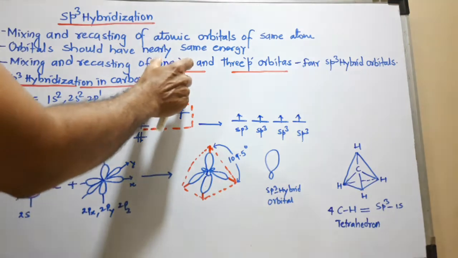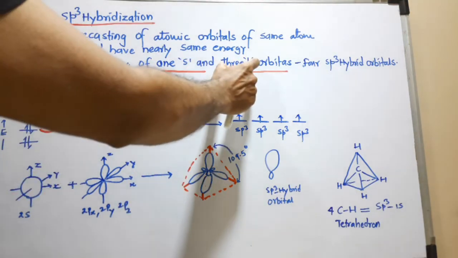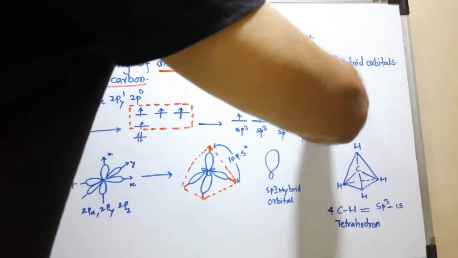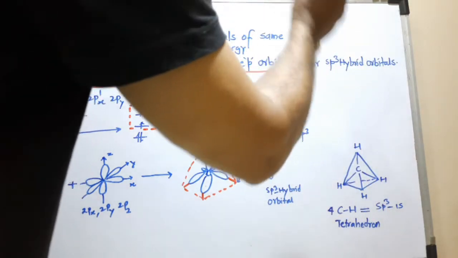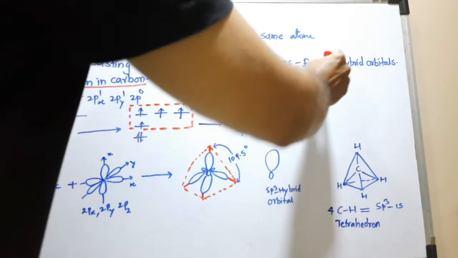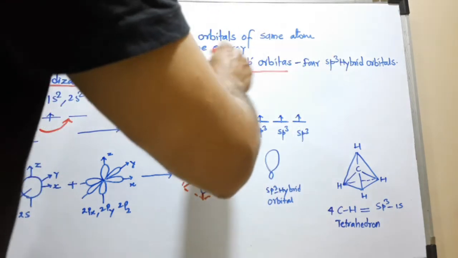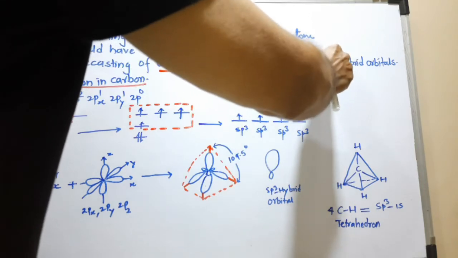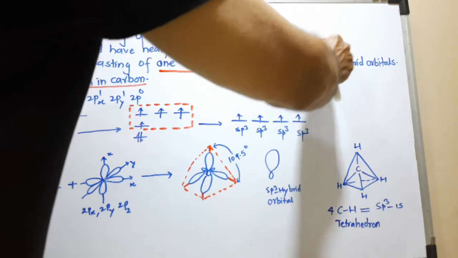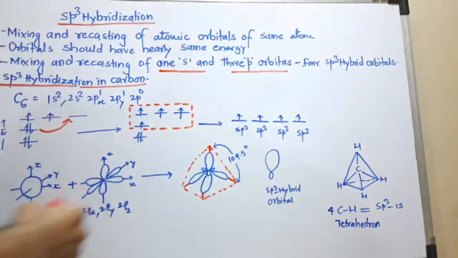That means if here 1 s orbital is mixed with 3 p orbitals, total 4, so we get 4 sp3 hybrid orbitals. Each orbital is now called an sp3 hybrid orbital because it has both s and p characters, of the s orbital and p orbitals. So because of this, each orbital is called an sp3 hybrid orbital. Now we are going to discuss sp3 hybridization in carbon.